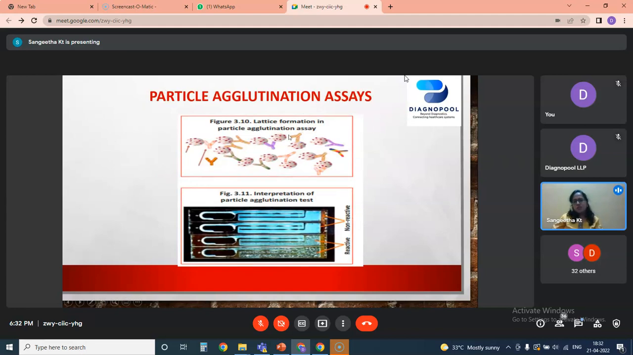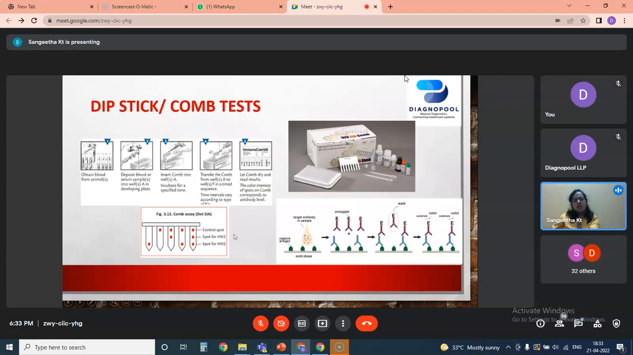Particle agglutination test, not very much used. They are actually antigens adsorbed onto particles like latex particles or gelatin particles, and then when you add the antibodies, they bind with the antigens which are coated onto these particles, and they form a latex network which is actually visible at a glance. Dipstick or the comb test, which is again part of the NACO guideline.